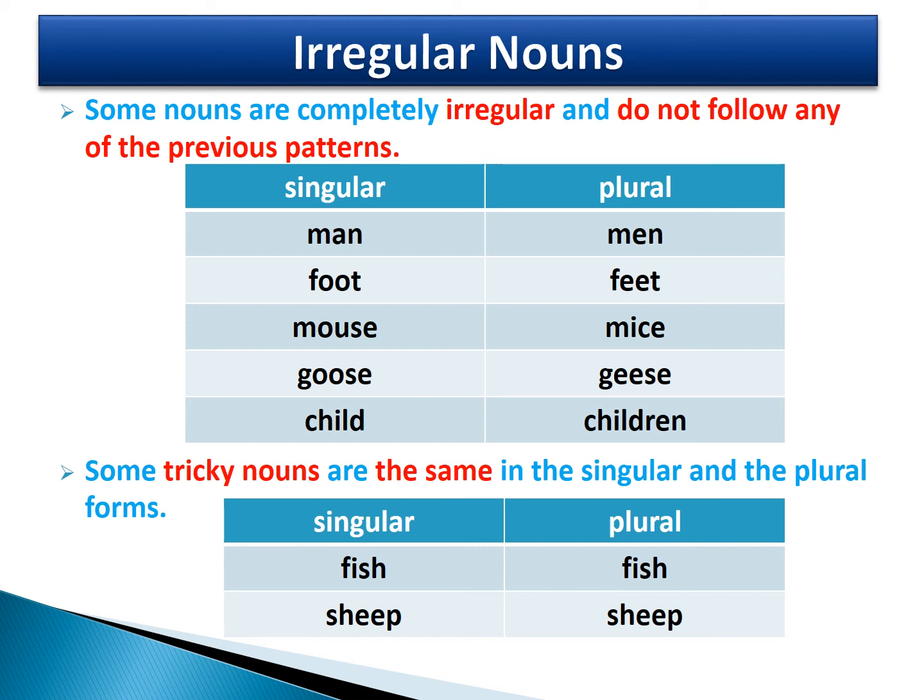Now we have some nouns that we call tricky nouns when it comes to forming the plural. Why are they tricky? Because the singular and the plural form is the same. Some of these nouns are fish, so singular of fish is fish and plural is fish. The same for sheep, and also you have deer, D-E-E-R.